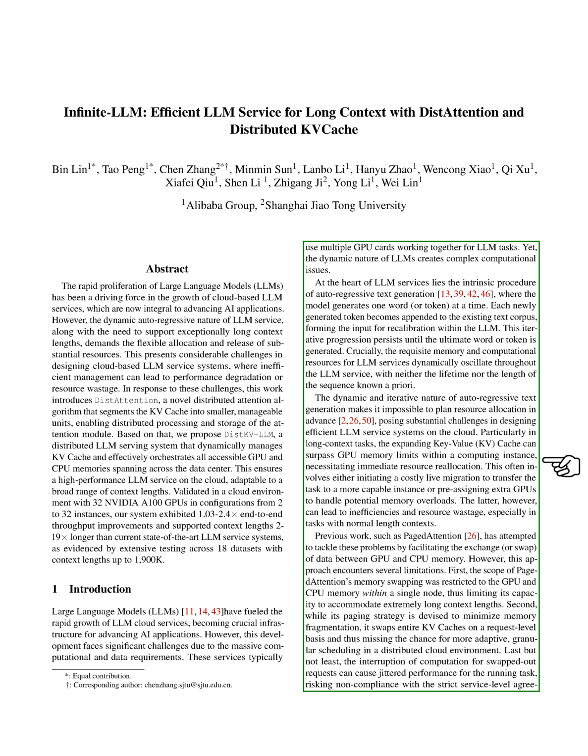Also, while its paging strategy is designed to minimize memory fragmentation, it swaps entire KV caches on a request-level basis, which means it misses the opportunity for more adaptive, granular scheduling in a distributed cloud environment. Finally, the interruption of computation for swapped-out requests can cause performance issues for the running task, which can risk not meeting the strict service-level agreements, SLAs, that are crucial for cloud services.